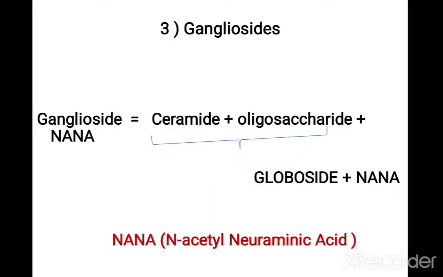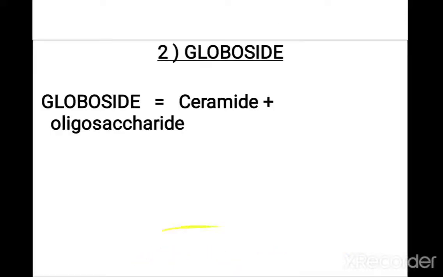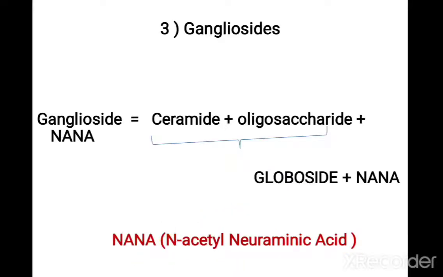And what is the ganglioside? Ganglioside structure is almost similar to globoside, but they have some additional sialic acid residue. Here the sialic acid residue is N-acetyl neuraminic acid. So this is the structural composition of ganglioside. They have ceramide and they have oligosaccharide residue and they have additional sialic acid residue, that is N-acetyl neuraminic acid.